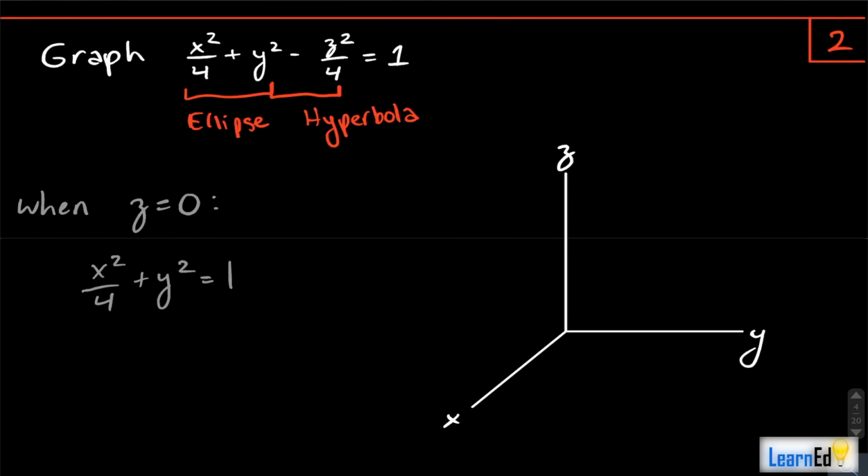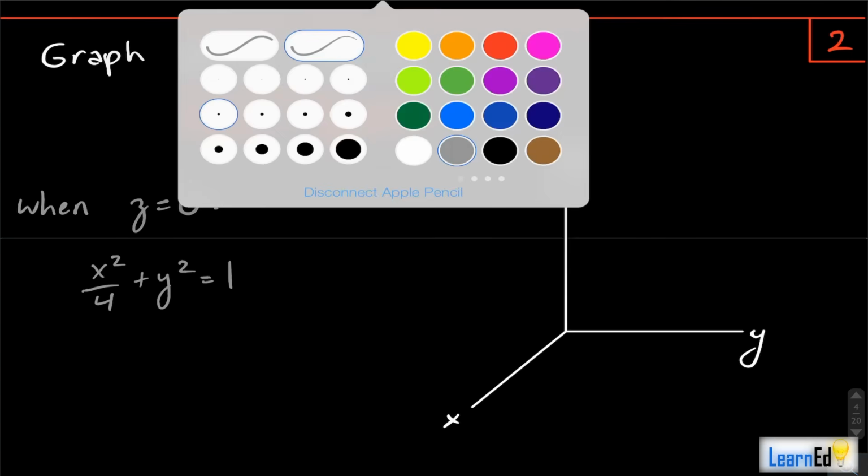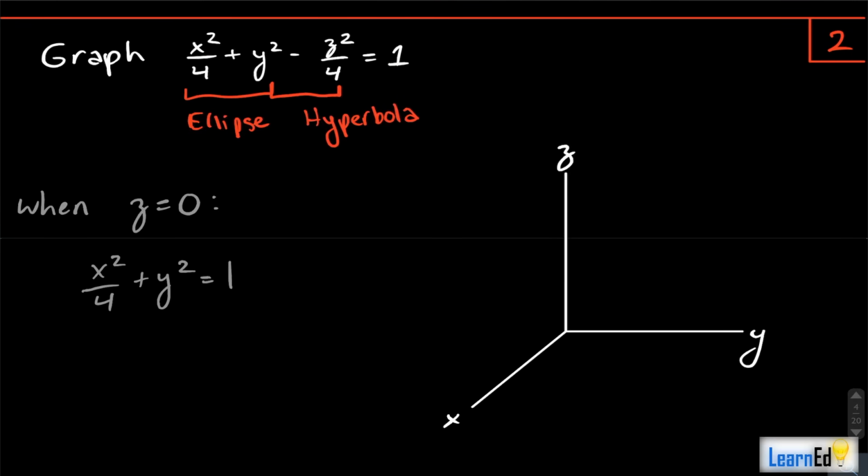All right, so if you set y equal to 0, you just get x squared over 4 equals 1. So x is going to equal plus or minus 2. That tells you that the x part is going to be longer than the y part. So we're going to have something like this. All right, so that's your z equals 0 trace.